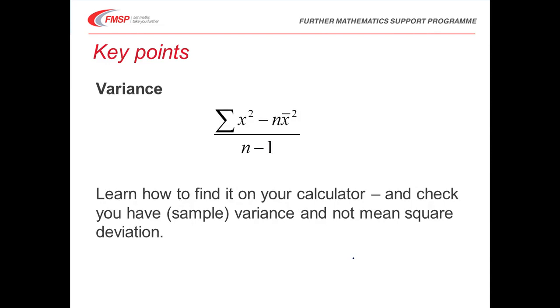Here's the formula for variance that you need to learn. Do work out how to do it on your calculator, but make sure you've got the right one. Most calculators will have 2. They'll have the population standard deviation, so they will give you the square rooted value, not the variance. It's usually standard deviation that they give you.